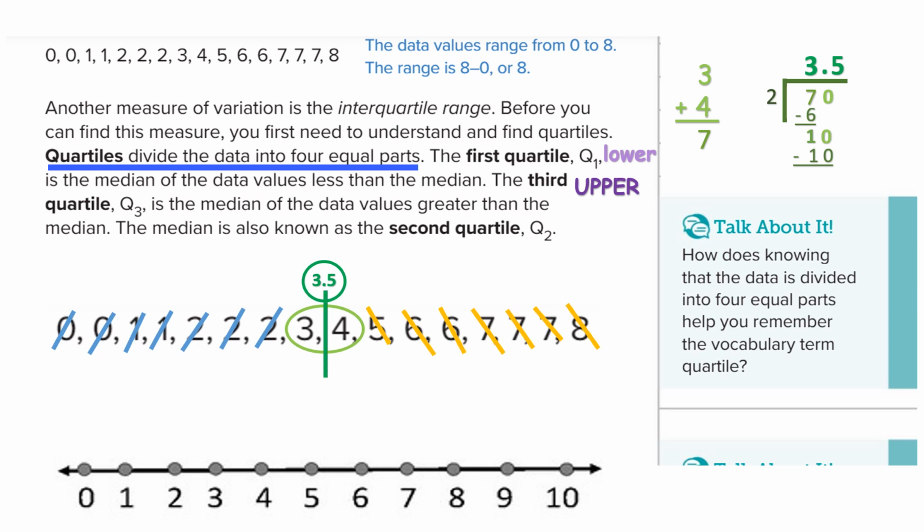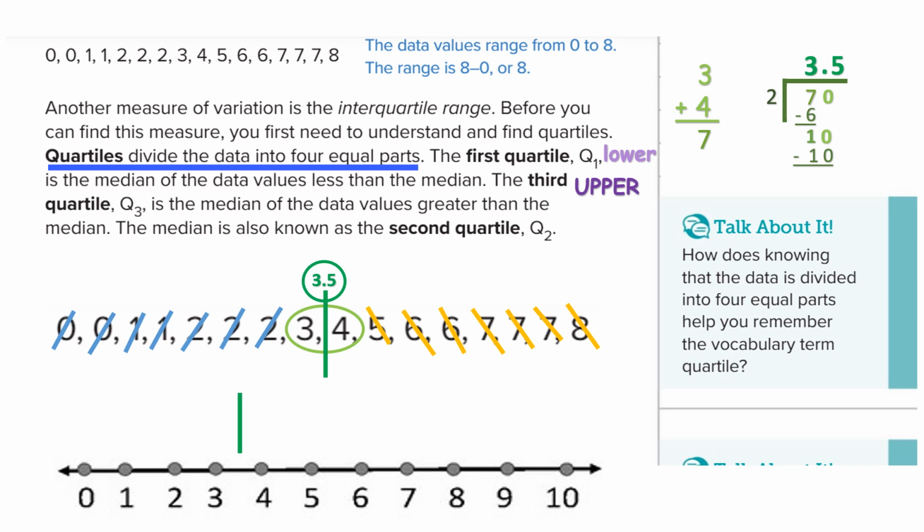Now, when I have 3.5 then, and I remember the steps of finding the box plot, then once I have it, I'm going to mark it on my number line where 3.5 would be with a tally mark. So that's going to be one of the lines inside of the box when I make my box plot.